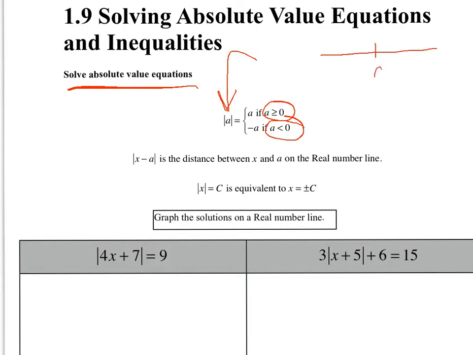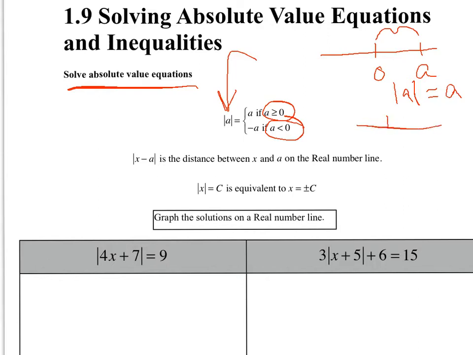If a is greater than 0, that means a is to the right of 0, then the absolute value of a is just the distance between 0 and a, and that's a. So if a is greater than 0, the absolute value of a is equal to a.